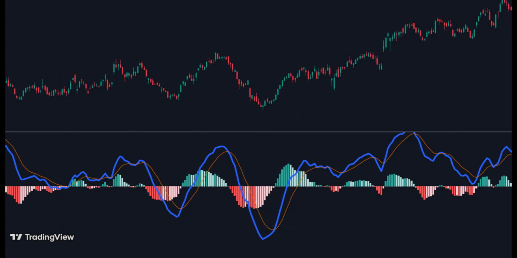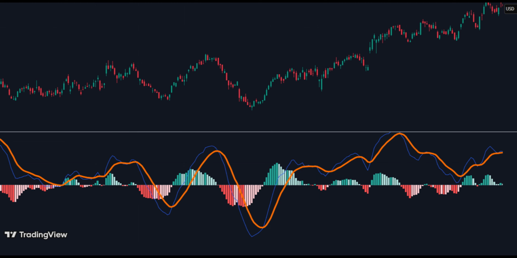First, we have the blue line, known as the MACD line. This line reacts quickly to price movements and is more sensitive to changes in momentum, making it the key focus of our strategy. Next, we have the orange line, also known as the signal line. This line responds more slowly to price movements and helps filter out market noise, making our signals more reliable.